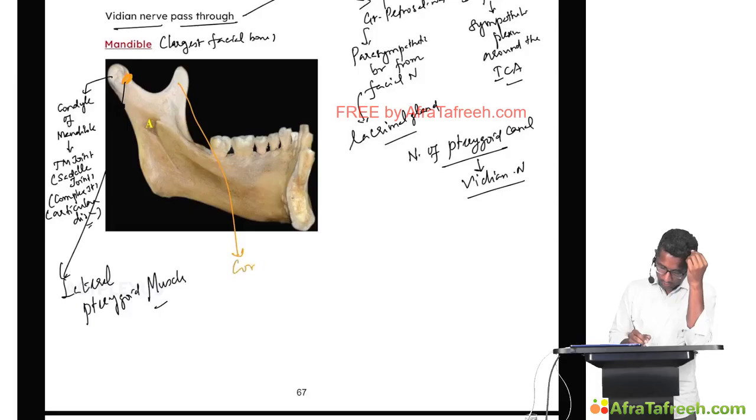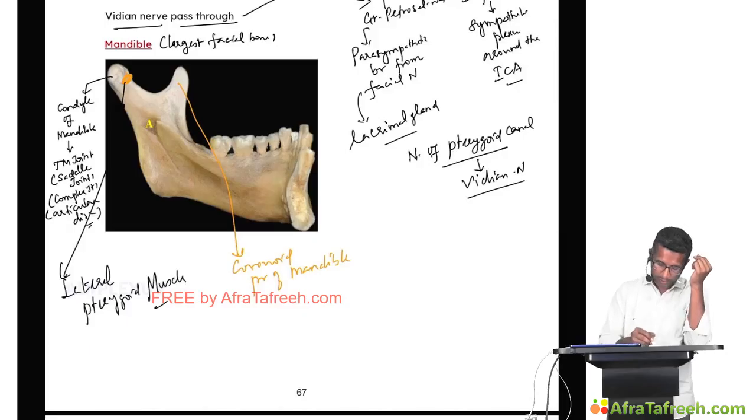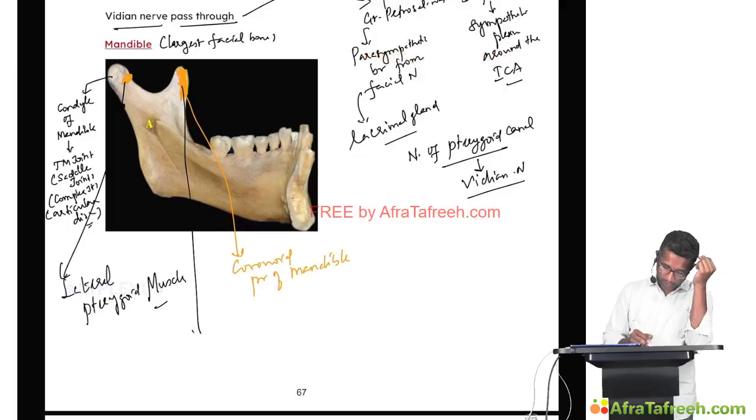It is called the coronoid process of the mandible. This coronoid process of the mandible gives attachment for a muscle here. The muscle which is attached to this coronoid process of the mandible is called the temporalis muscle. This is the temporalis muscle.